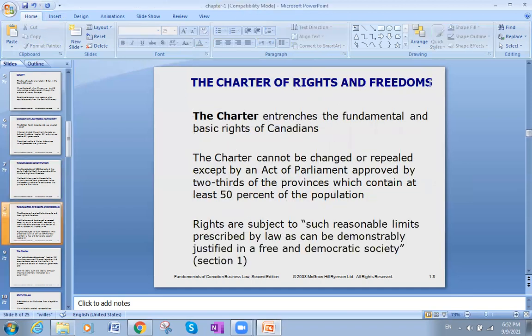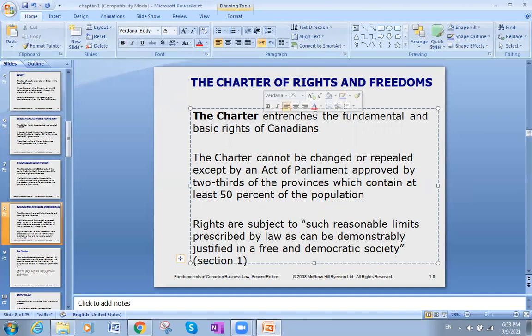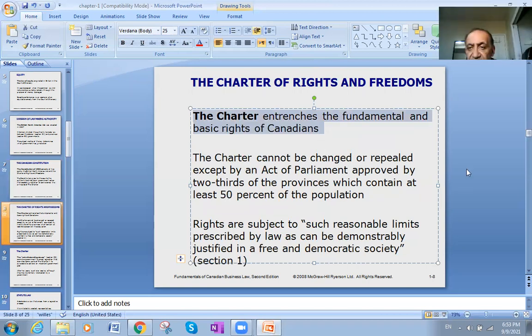The Charter of Rights and Freedoms, very important. The Charter entrenches the fundamental and basic rights of Canadians. The basic rights of Canadians, like what? The right to vote and so on. The Charter cannot be changed or replaced except by an act of Parliament, because the Parliaments are representatives for all the Canadians. So this is having the right.